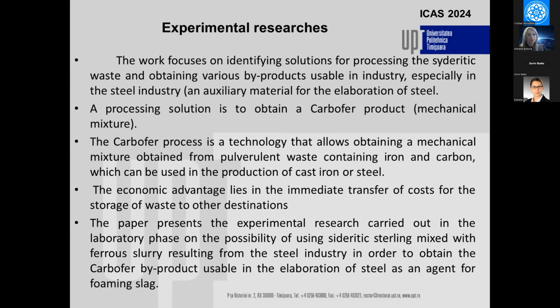The paper presents the experimental research carried out in the laboratory phase on the possibility of using sideritic tailings mixed with ferroslurry, resulting from the steel industry in order to obtain the carbofer byproduct usable in the elaboration of steel as an agent for foaming slag.